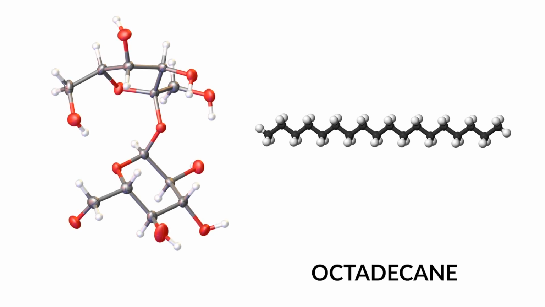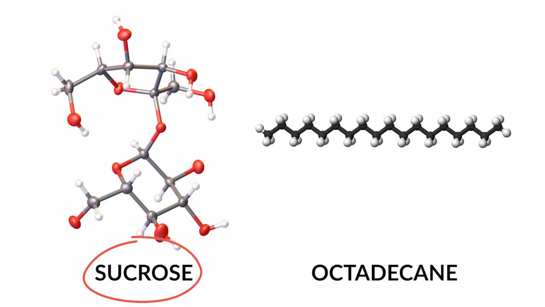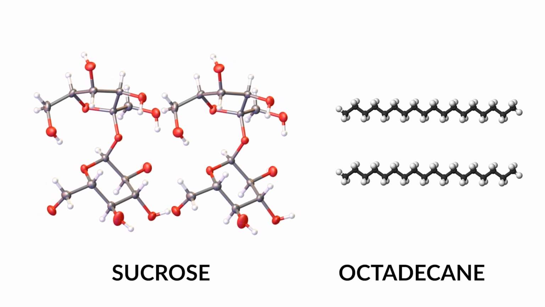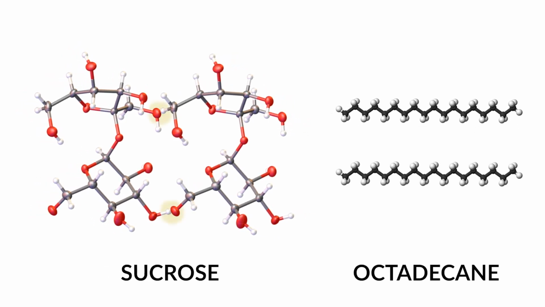Between octadecane and sucrose, sucrose has a higher melting point. Again, the polarity of their molecules explains the difference in their melting points. Sucrose molecules are polar, while octadecane molecules are nonpolar. Between the two, sucrose molecules have stronger attraction between them due to their partial charges. Thus, it requires more heat to melt.